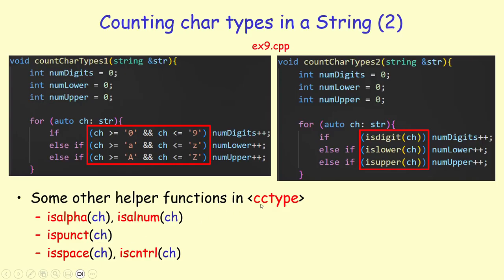There are also other helper functions in cctype. For example, if you want to test if a character is an alphabetic character, meaning it's a lowercase or an uppercase character, you use isalpha. If you want to test whether it's alphabetic or numeric, then you use isalnum. You could test if it is a punctuation character, or if it is a space character. Remember, there are multiple space characters. For example, the regular space character is a space character, tab is a space character, new line and carriage return are also considered to be space characters. So you could use isspace to test that. And if it is a control character, there are a lot of other helper functions in cctype, and I advise you to look into them.